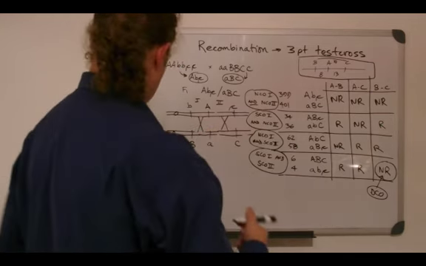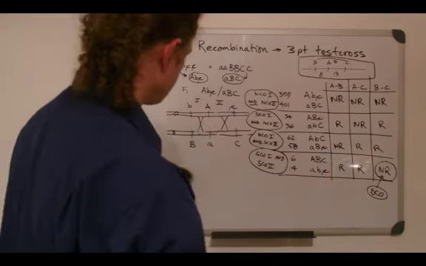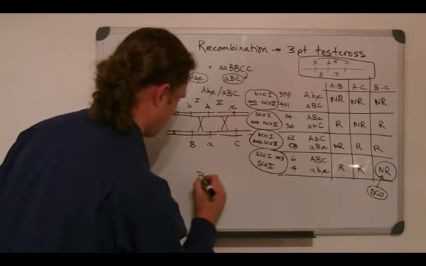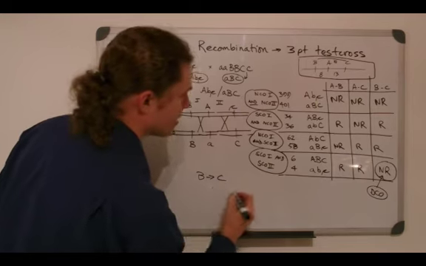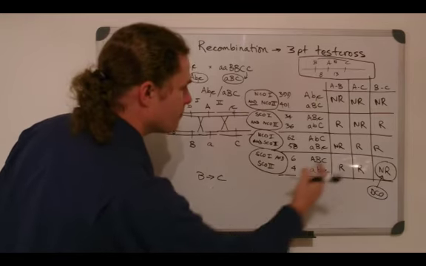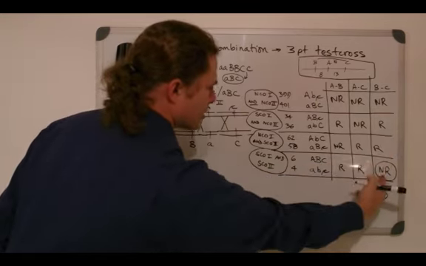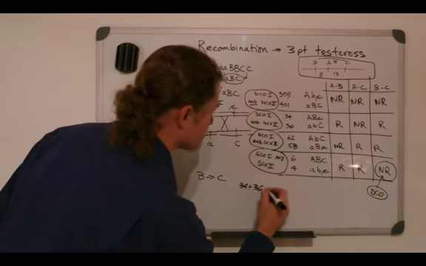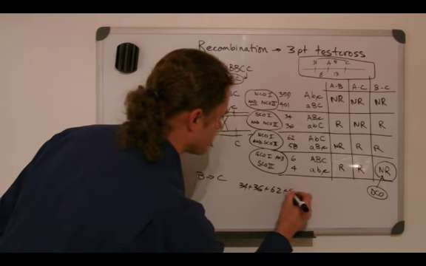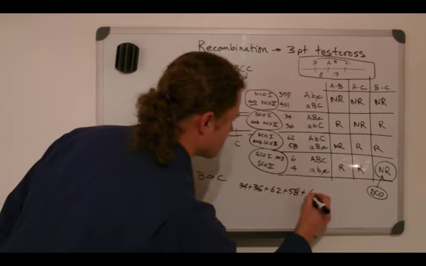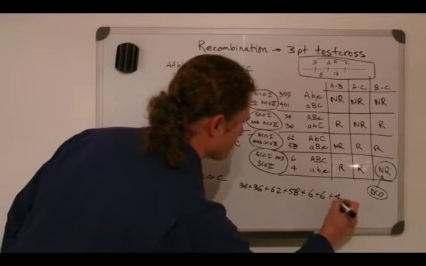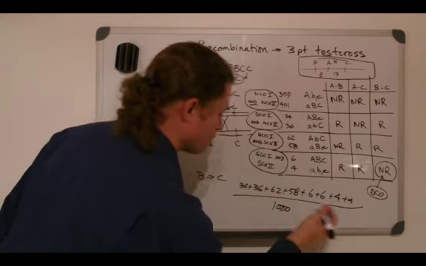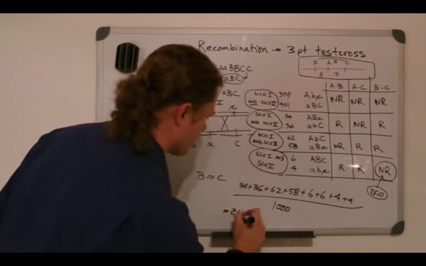So for the recombination frequency between B and C, we would then say that it is these, and twice those. So 34 plus 36 plus 62 plus 58 plus 6 plus 6 plus 4 plus 4 divided by 1,000. And if you work that out, it should come to 21 map units.